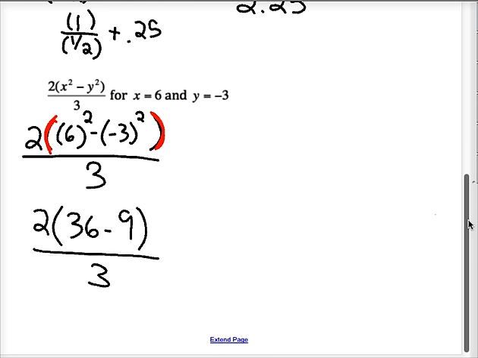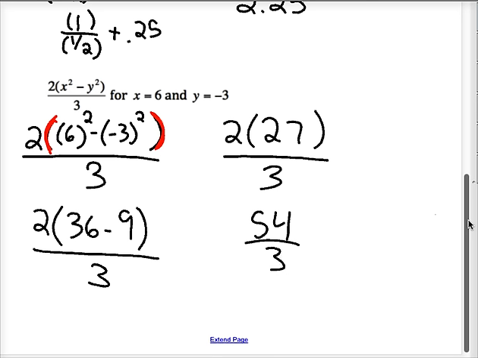And now finally, I can take care of that parentheses. So 36 minus 9 gives me 27. Now all I have left is multiplication and division. Now there really is no working left to right, so I'm just going to take care of the top of the fraction and then the bottom of the fraction. Okay, so top of the fraction gives me 54. I divide that by 3, gives me 18. So this one is a little bit more involved, but a really wonderful example of making sure that you're following those order of operations.